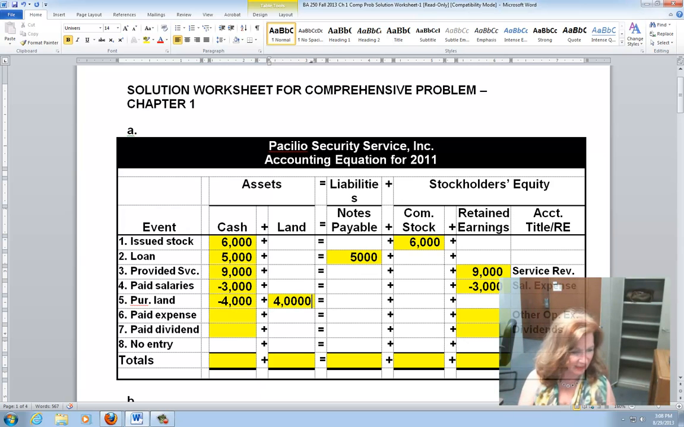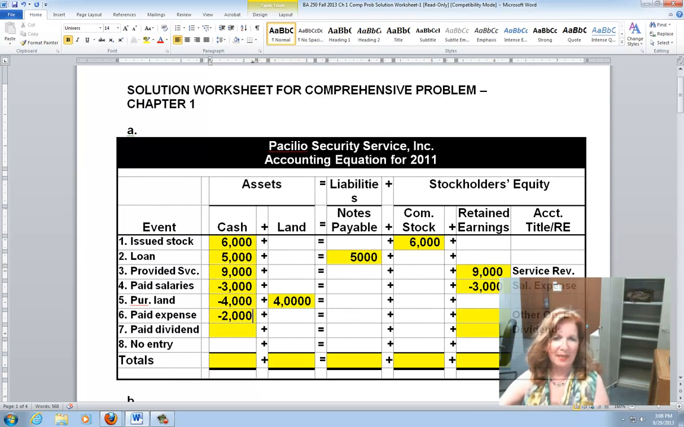Number 6 says paid other operating expenses of $2,000. So I have a minus $2,000 in cash for those expenses, and over in retained earnings I have minus $2,000 for those other operating expenses. The expenses are causing retained earnings to go down.